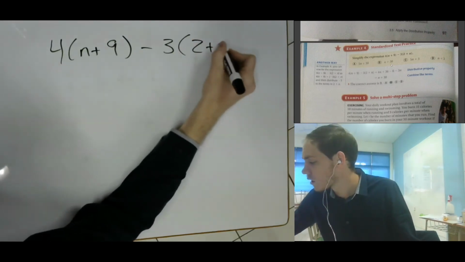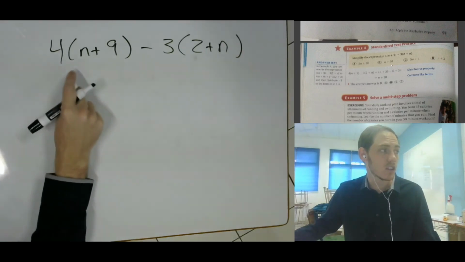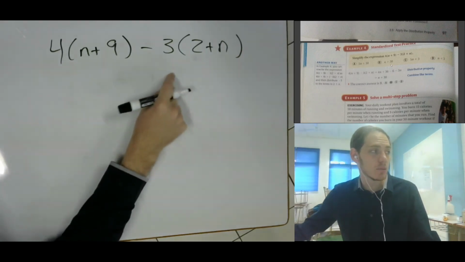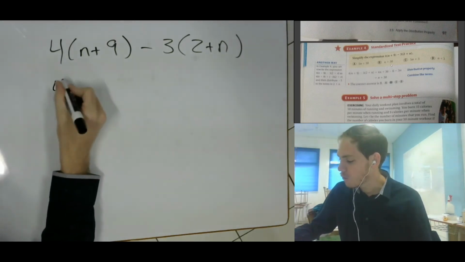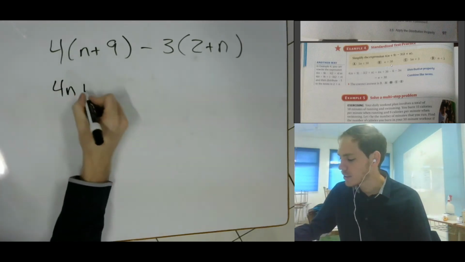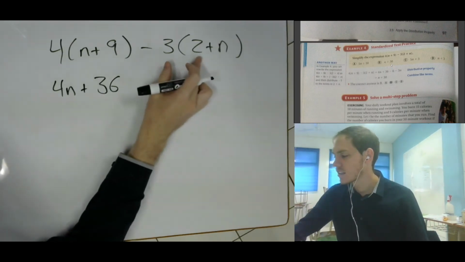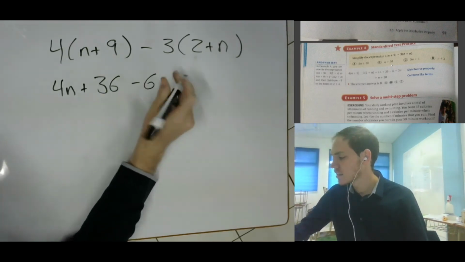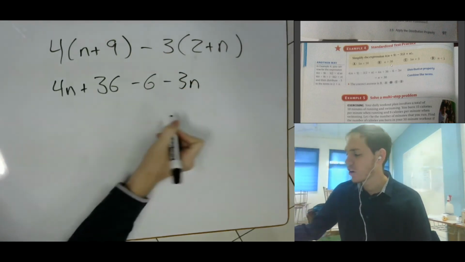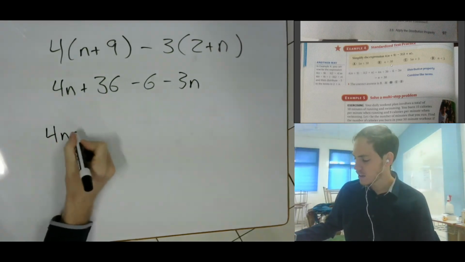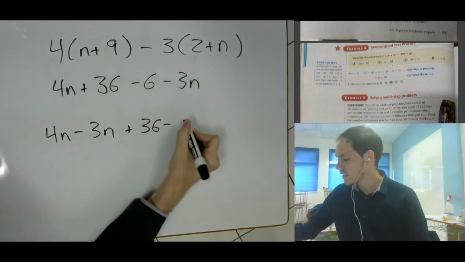Okay. Now first step is distributive. So we're going to distribute this 4 to n plus 9. We're going to distribute negative 3 to 2 plus n. So 4 times n, 4n, plus 4 times 9 is 36. Negative 3 times 2 is minus 6. Negative 3 times n is minus 3n. What are our like terms? 4n and minus 3n plus 36 minus 6.